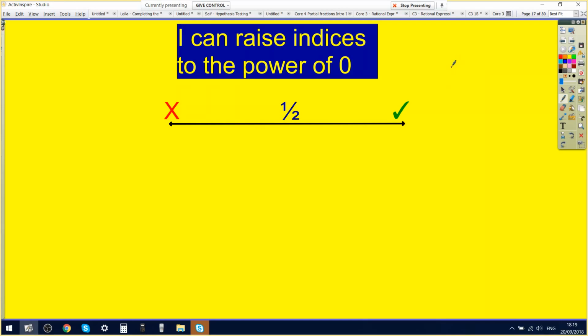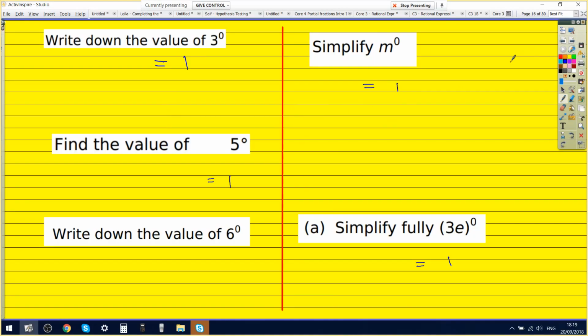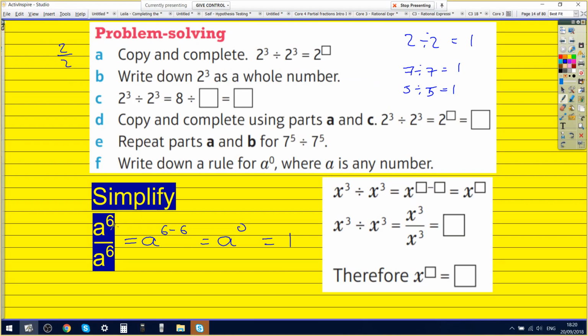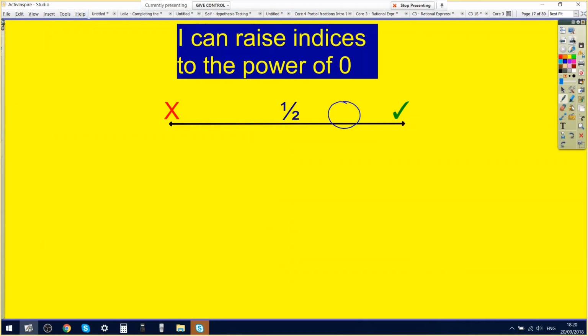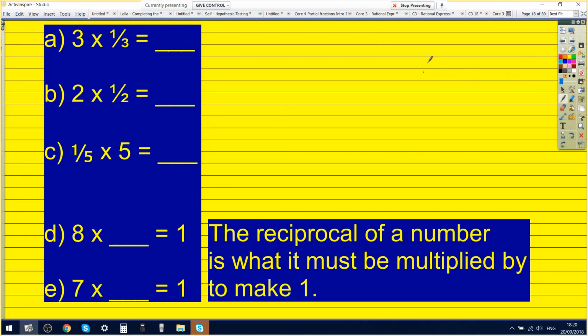Okay, yeah, and it's always going to be 1, and so the trick is to just remember anything to the 0 is 1, and this is where it comes from. A number divided by itself as an index will be taken away from itself, so it'll always be 0. Okay, let's try these. 3 divided by a third. Do you know what that is? Sorry, 3 times a third.